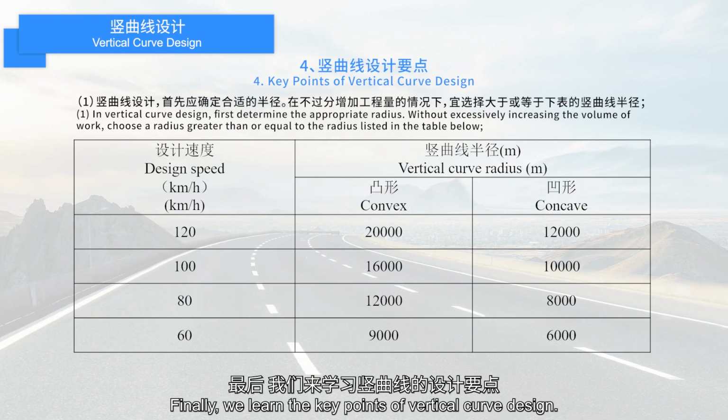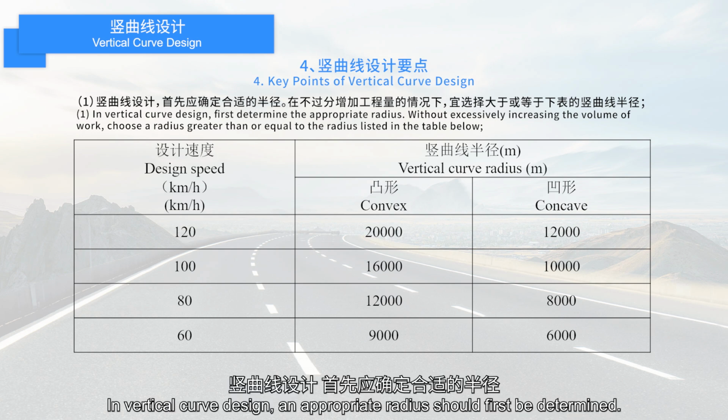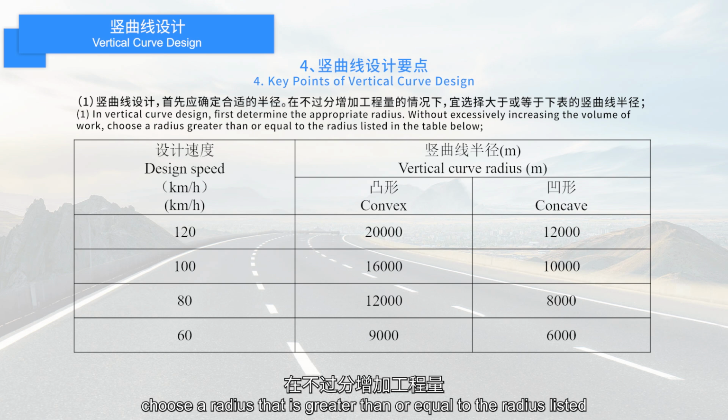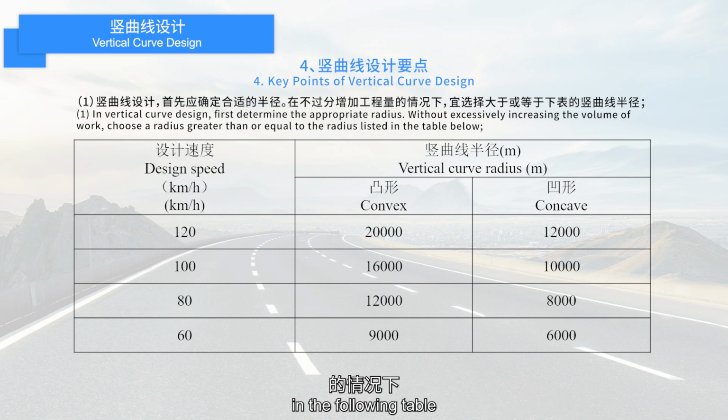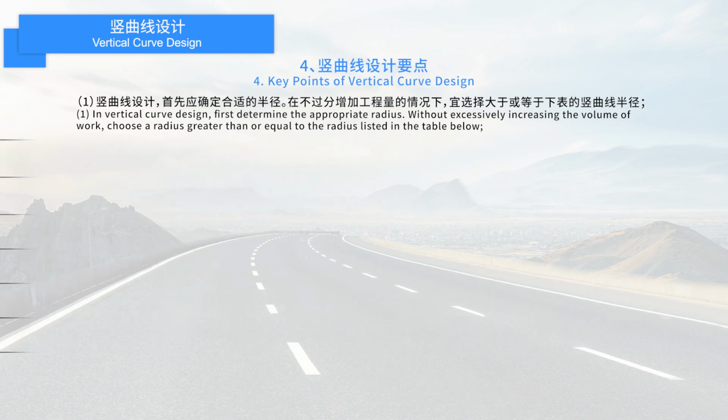Finally, we learn the key points of vertical curve design. Key point 1. In vertical curve design, an appropriate radius should first be determined. According to design experience, choose a radius that is greater than or equal to the radius listed in the following table without excessively increasing the project volume.